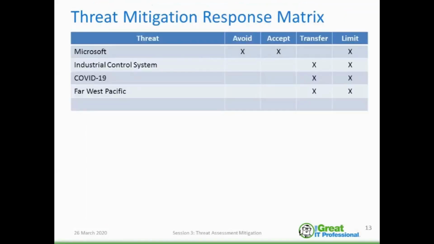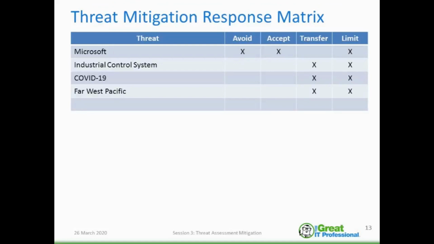So the first thing we want to do is set up a threat mitigation response matrix. Here are the four that we're going to keep focusing on: Microsoft, the Industrial Control System, COVID-19, and the Far West Pacific. And as we've gone through the processes over the last several weeks, we realize that we have to continue to look and at least keep these on our radar screen.